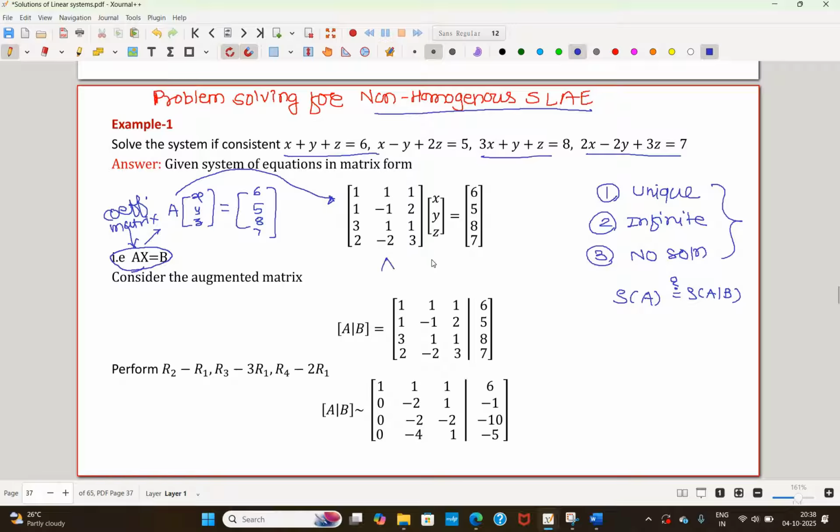This is multiplied by the matrix of unknowns, and the right hand side elements we have combined in the column matrix B. So AX equal to B. This matrix notation we set up. Now from this matrix, draft your augmented matrix as A vertical line B. So that matrix is this one.